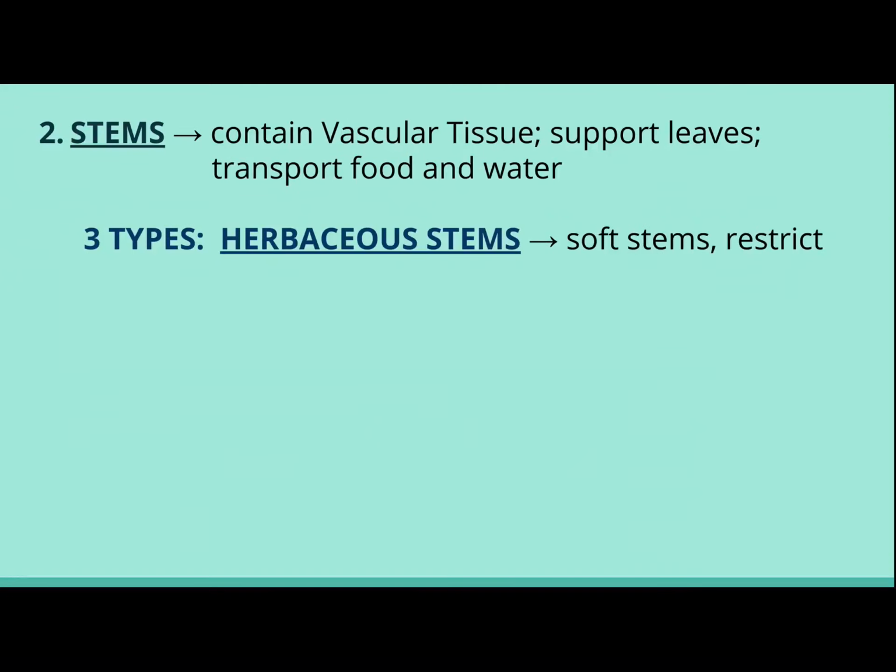Now, just like with the roots, there are 3 stem types. The first is the herbaceous stems, and these are the soft stems that restrict the size of the plants. So these are like the soft, mushy types of stems. These are the stems that you would find with most flowers. Okay, these are stems of annual plants, which are plants that only grow once a year.